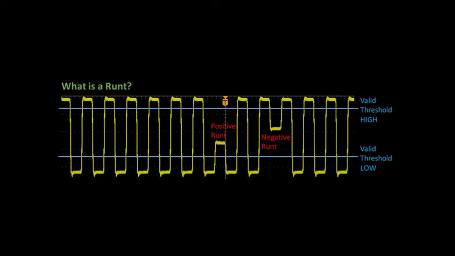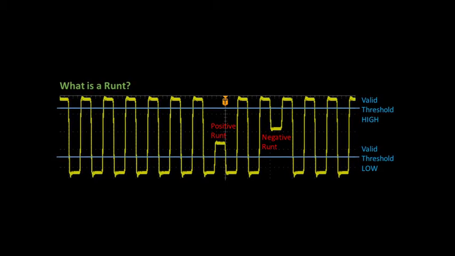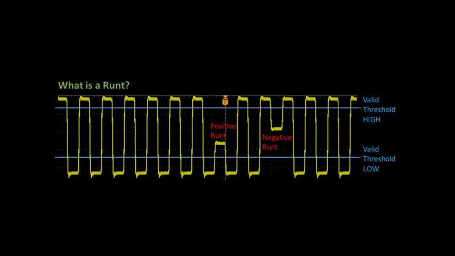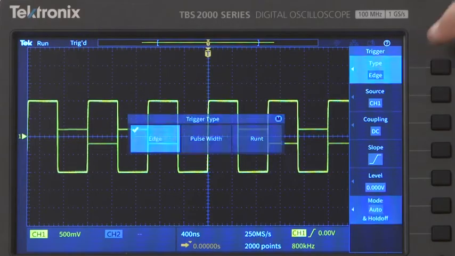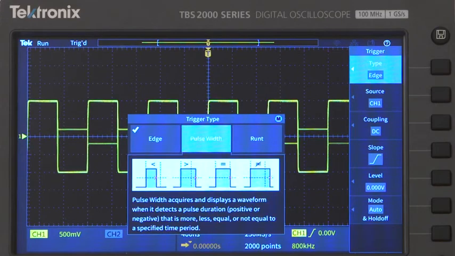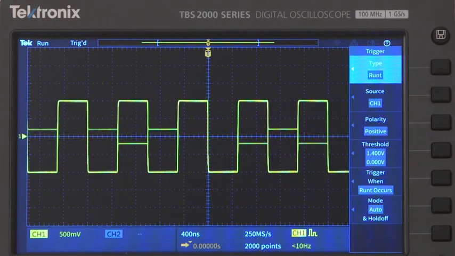Runt triggering uses two thresholds, and it looks for pulses that pass through one threshold, but not the other. For runt trigger type, you need to specify the polarity of the pulse you're looking for, the two threshold levels, and whether you want the scope to trigger on any runt or on a runt of a particular width.